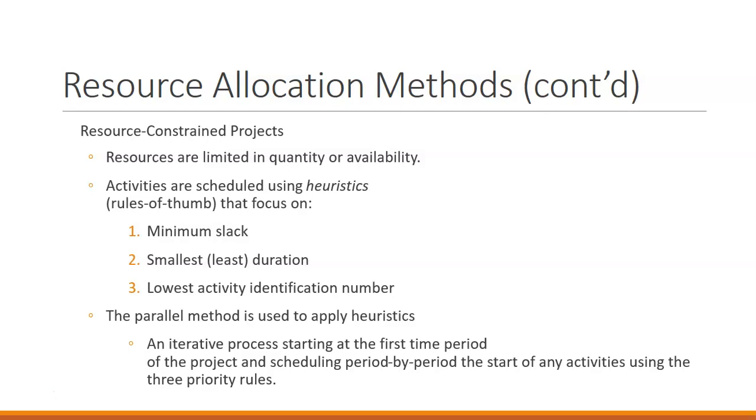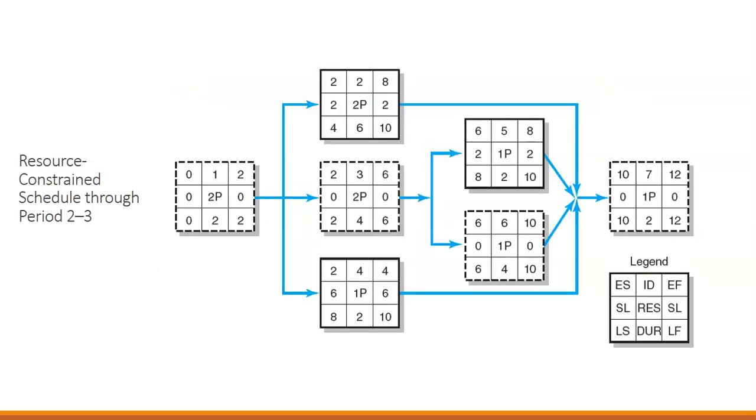So we look at the process starting at the first time period of the project and schedule period by period the start of any activities using these 3 priority rules. So first we would schedule the first activity and then move to the second activity and move any of that used our resources. So we're going to look at an example here. We have a network for a resource constrained schedule. So we have this software plan. For this project, we only have 3 programmers available.